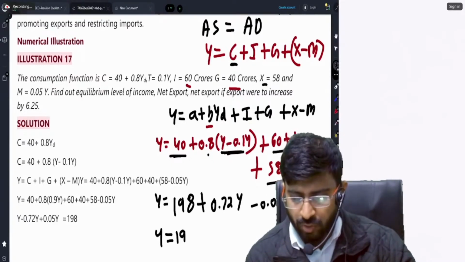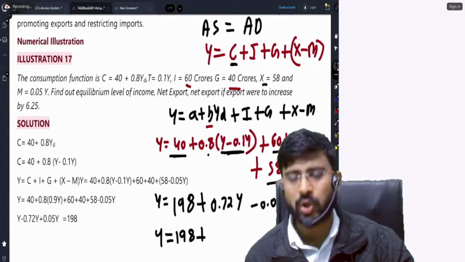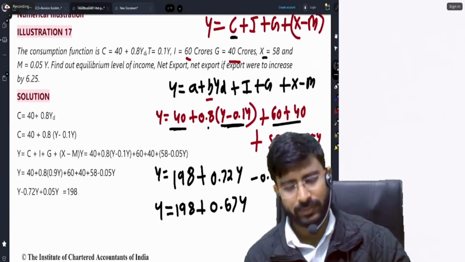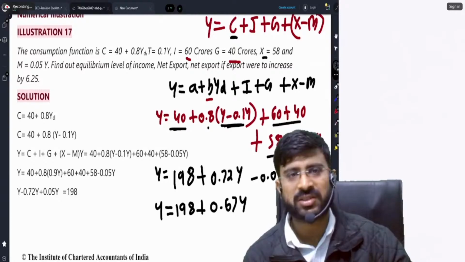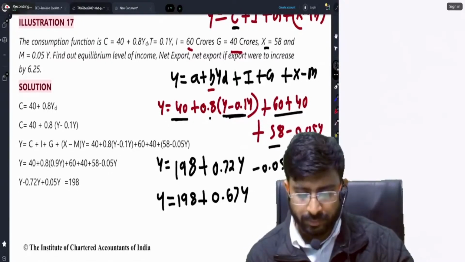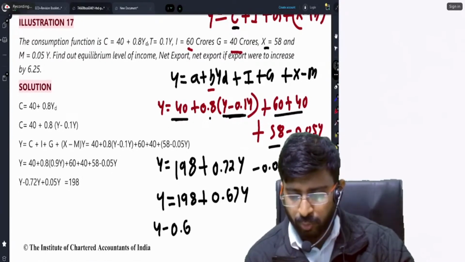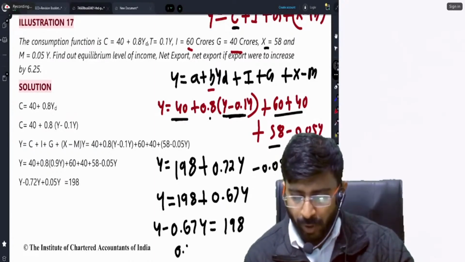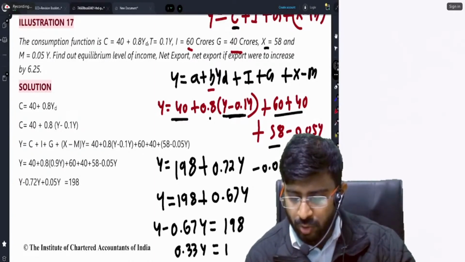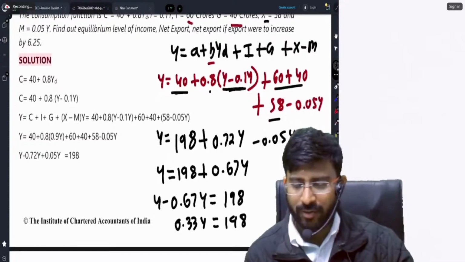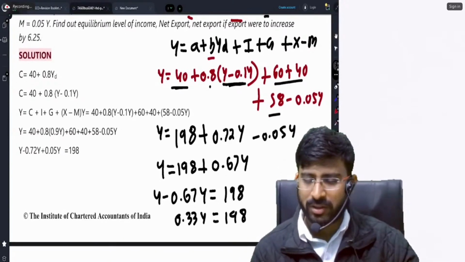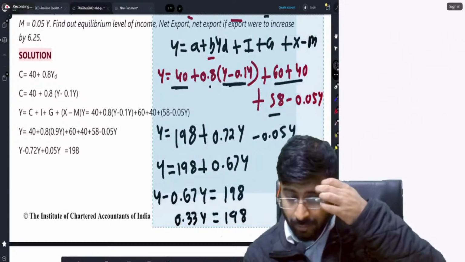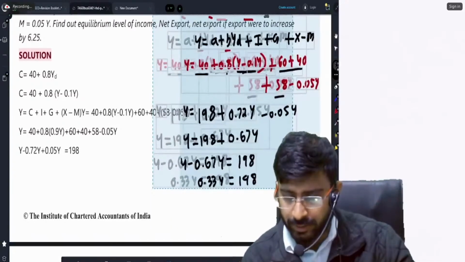So everyone, y equals to 198, 0.72 minus 0.05 is 0.67y. So you send 0.67 here. So y minus 0.67y equals to 198. 0.33y equals to 198. So everyone, first you all copy this much down, then I will proceed. Have you understood this much? Yes or no, everyone?